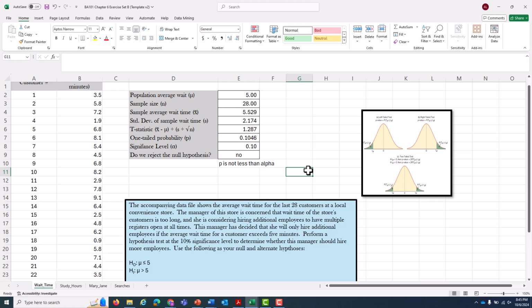And now that we ran a hypothesis test for this manager at this convenience store, we've determined that we do not have statistical evidence that she should hire that additional employee because everybody's waiting longer than 5 minutes on average. Now, we're not saying that's not the case. Maybe when we get 280 customers or 2,800 customers' worth of information, we can run back the numbers once our sample gets a little bit bigger and find out that it is actually true. But given the information that we have, we do not have enough statistical evidence to support the fact that overall, not just for these 28 customers, but for every customer that comes in the store, people are waiting longer than 5 minutes.